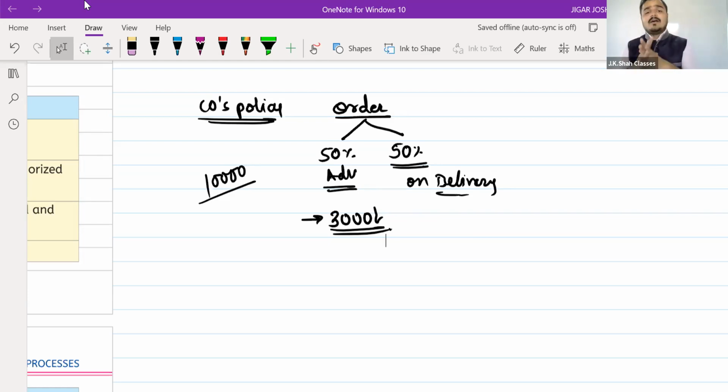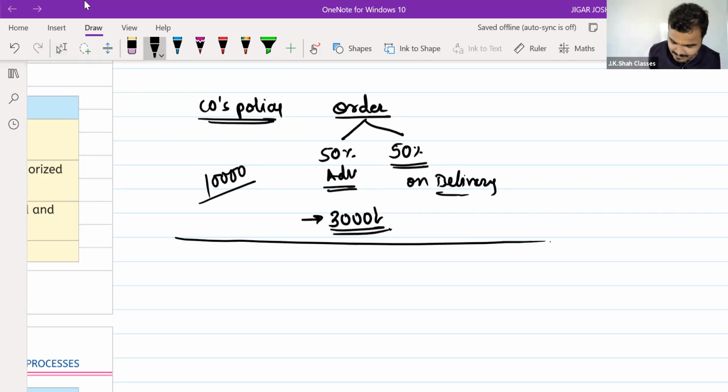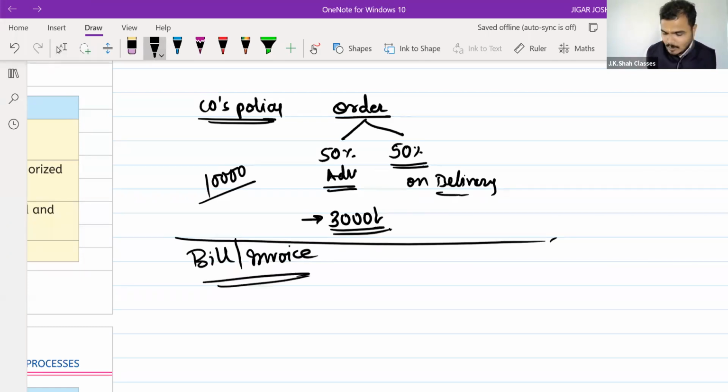Let me give you our best example over here. Okay, this is done. Second is creating a bill or invoice. There could be a possibility that people, with unauthorized terms and conditions, try to create bills and invoices. Yes, sir, that could be a possibility.